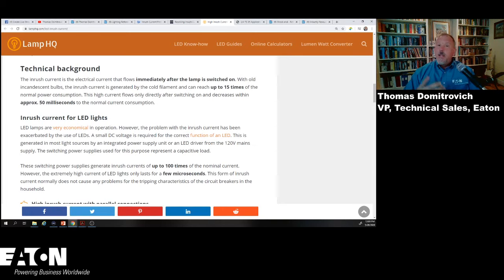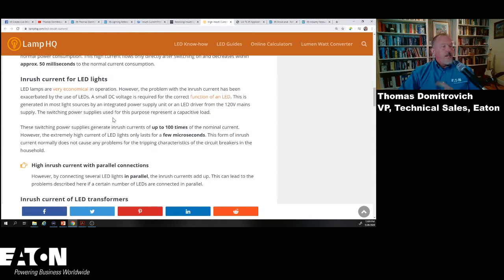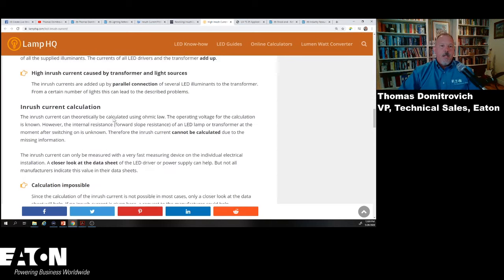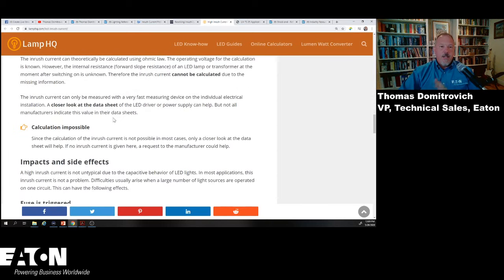And I would say HID and all those other types of lights have similar inrush currents because you have a driver. And when you have a driver that either has a small transformer in it or other types of components, those will still have those inrush currents. It talks about in this article that you have inrush currents for LED lights, LED transformers, inrush current, and how to calculate that.